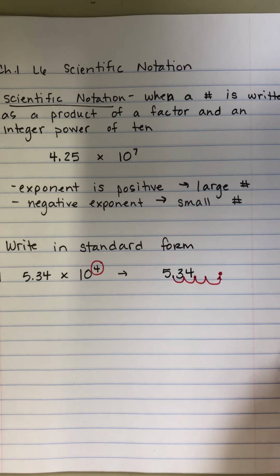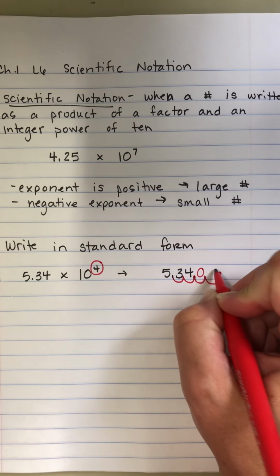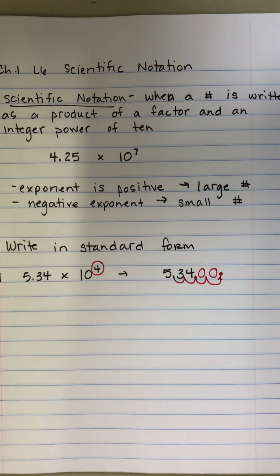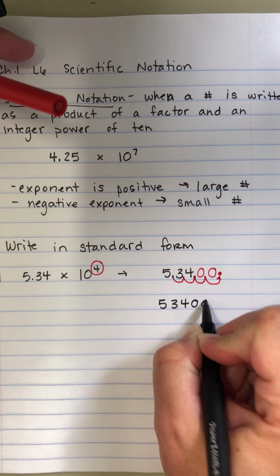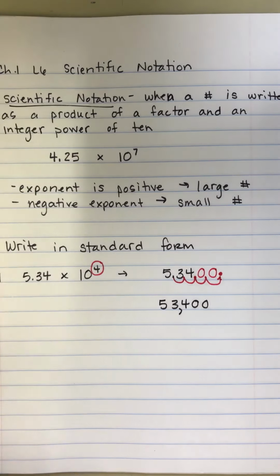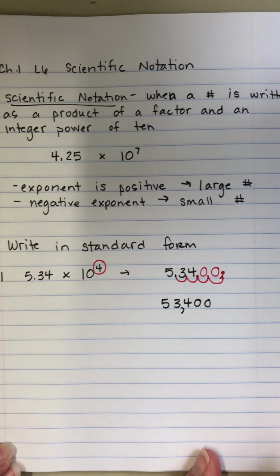Well, I have empty swoops, as you guys are used to me saying. So I'm going to fill those empty swoops in with zeros, and then I'm going to rewrite my number without any mess. 53400. Go back and add my comma. So my answer is 53,400 in standard form.